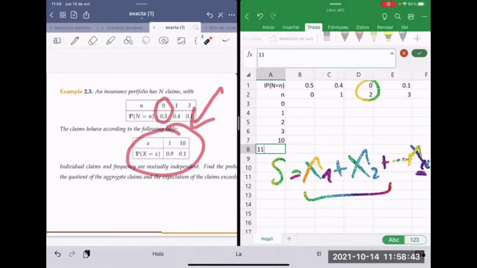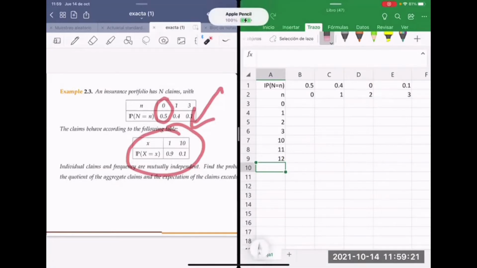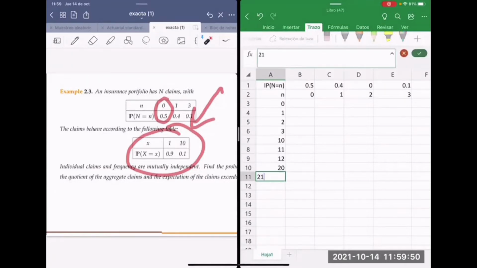Now, can we have that the S equals 11? Yes, because we can have, for instance, 2 claims, one of value 10 and the other with value 1. So 11 is possible. 12 is possible. Yeah, because we can have 3 claims, one worth 10 and the other 2 worth 1 and 1. 13 is not possible, is it? It's just not possible. However, we should consider 20, 21, 22.